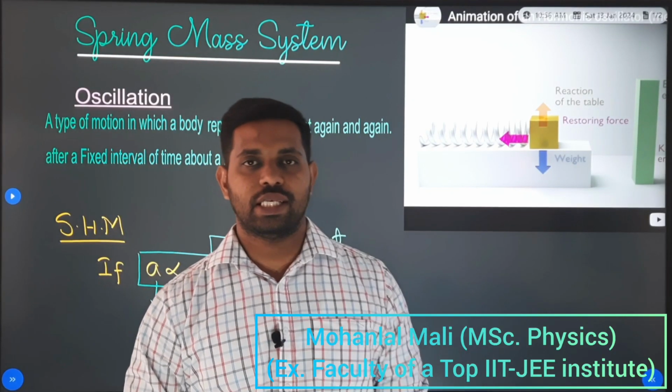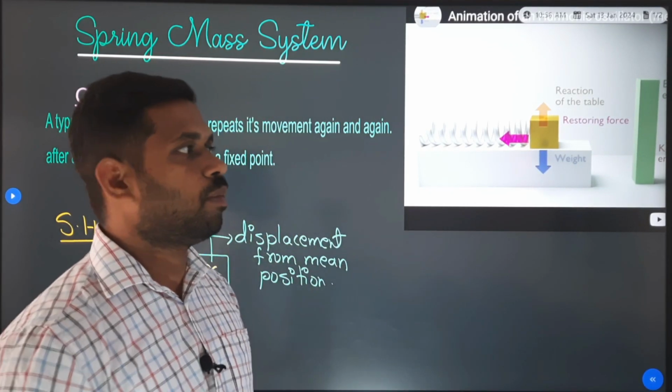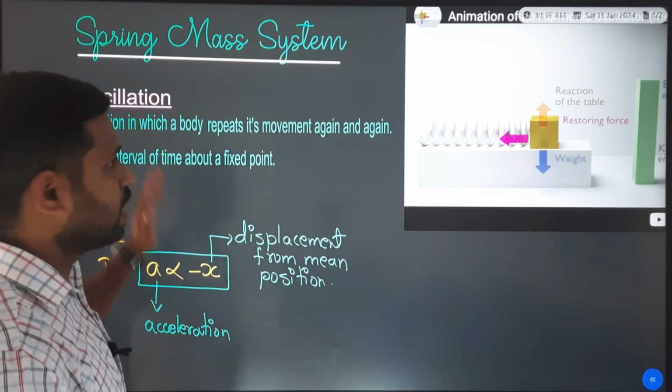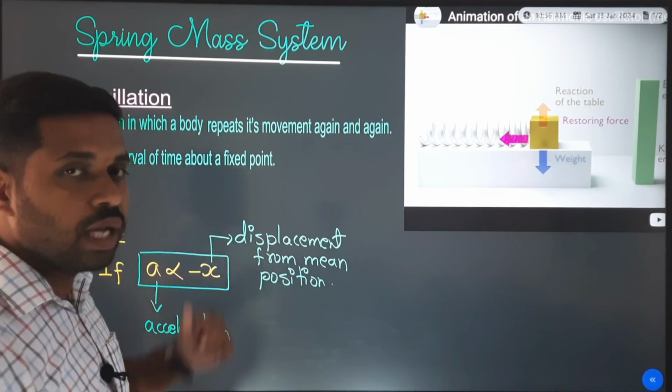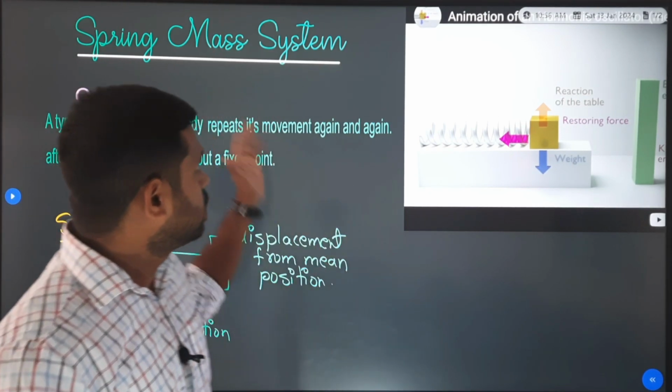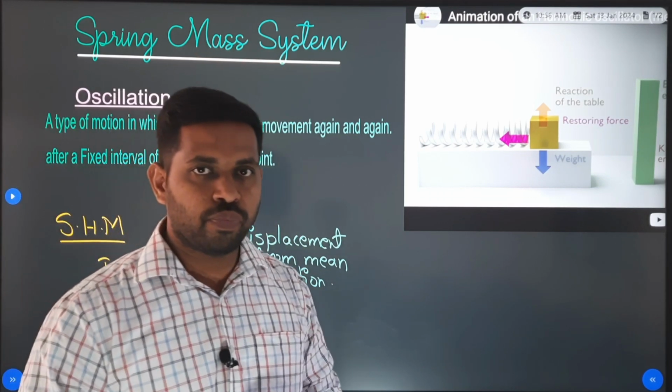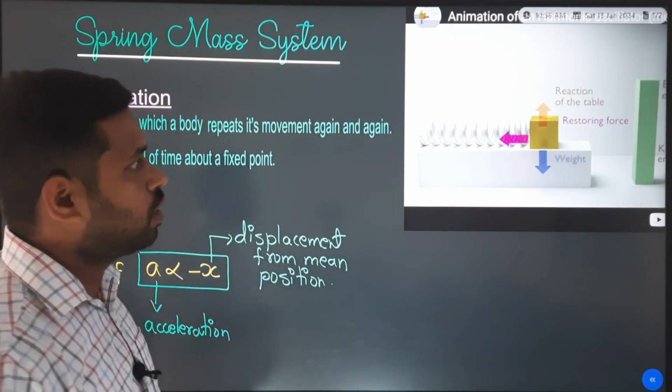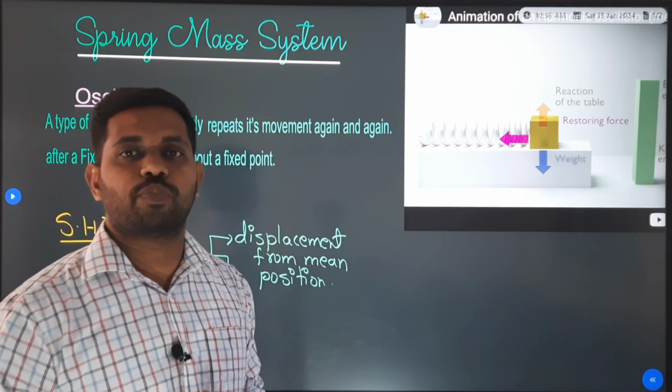Hello everyone, in this video we are going to talk about a type of oscillation, and the example that we are going to take is the spring mass system. We are going to derive the equation for the time period of the spring mass system.